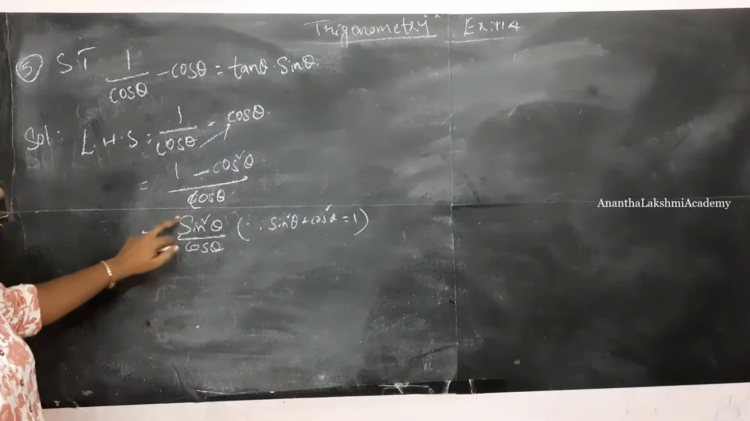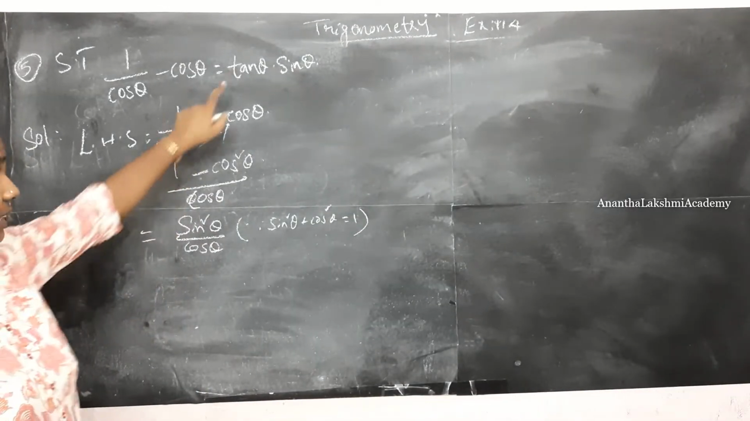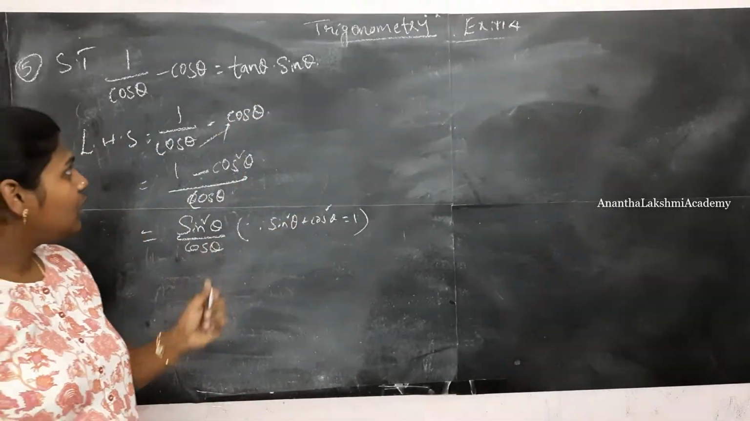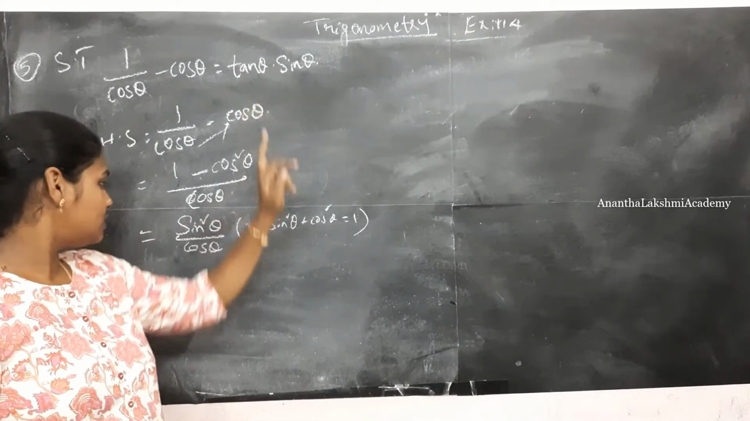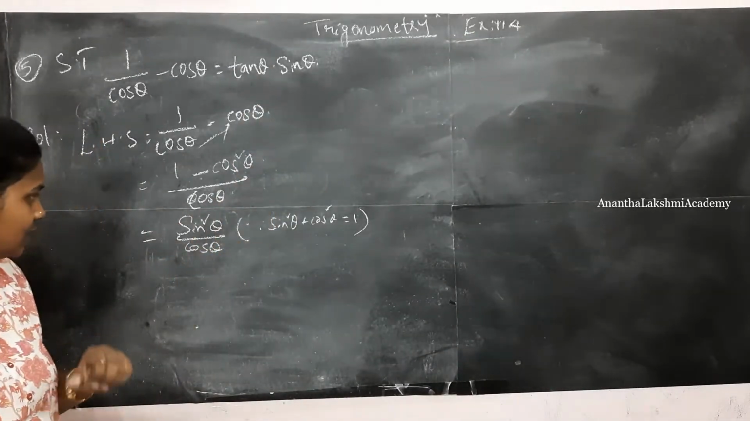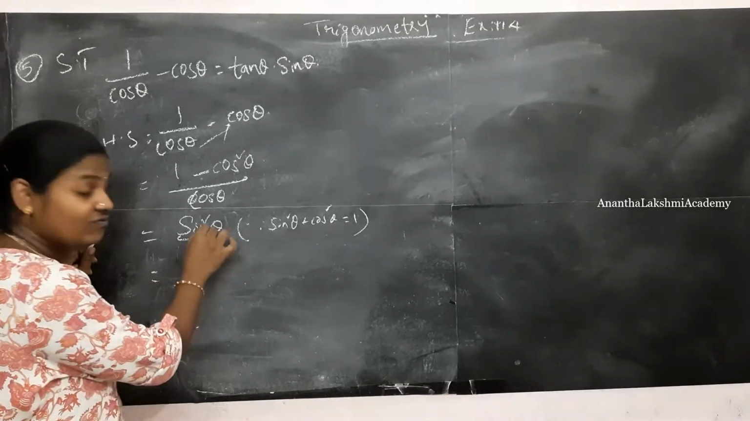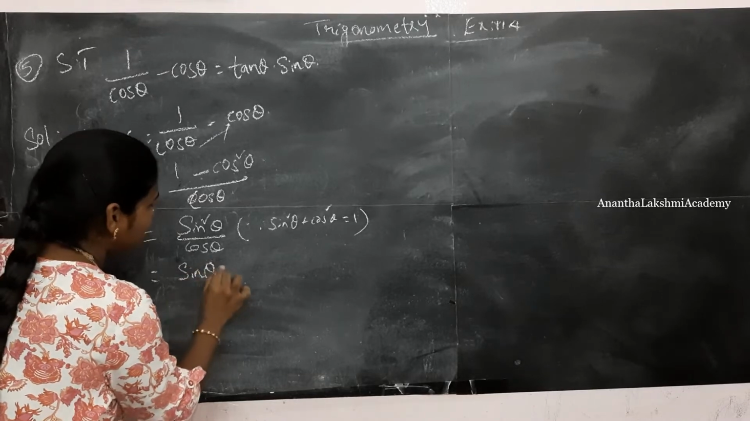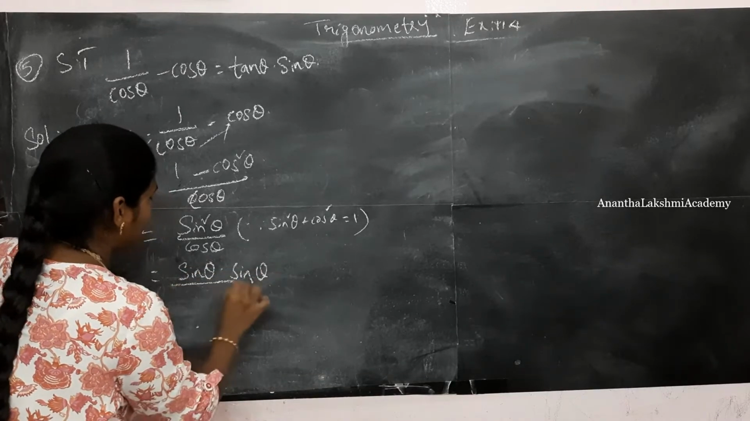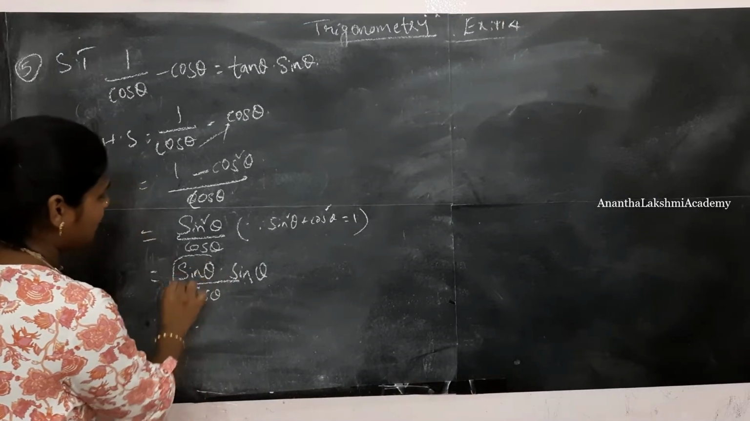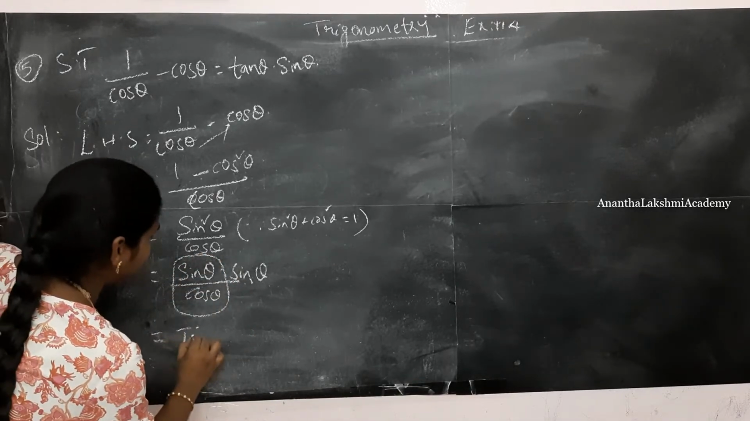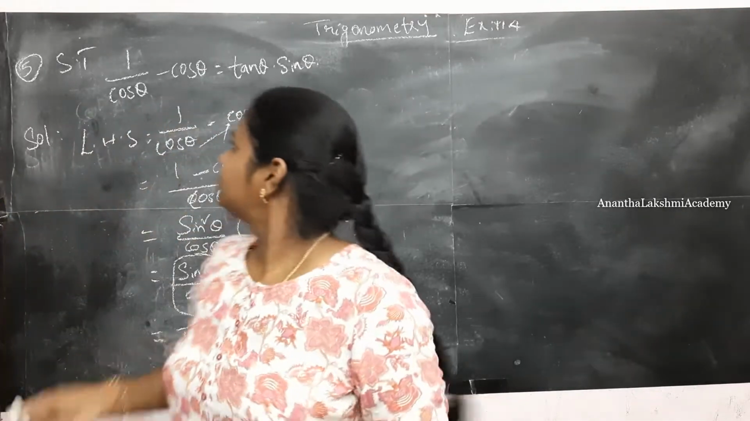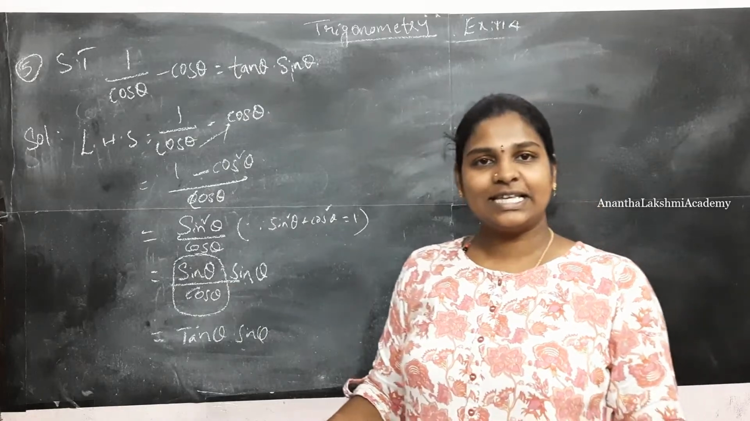Because sine square theta plus cos square theta is equal to 1. Alright, so sine square theta by cos theta is what we got, but the RHS seems to be tan theta and sine theta. So what can we do? Tan theta is nothing but sine by cos, and sine theta is sine theta. So how can we derive this? If I split this square into sine theta into sine theta by cos theta, you consider this guy tan theta and sine theta. This is nothing but equal to our RHS, hence proved.